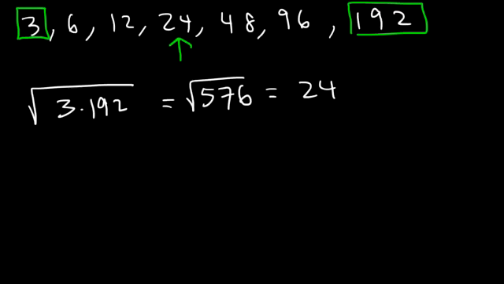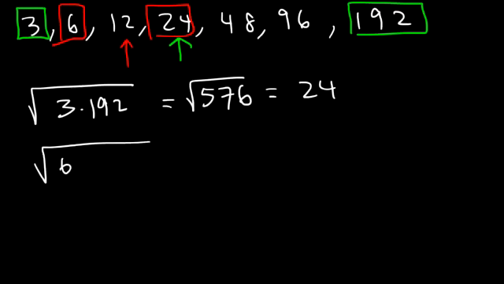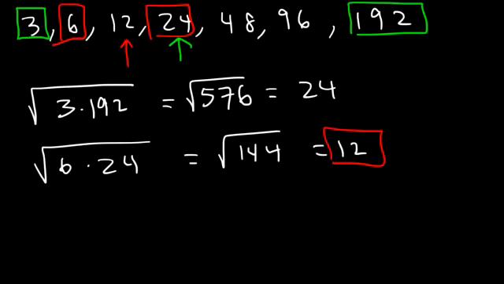Now let's calculate the geometric mean of 6 and 24. That should equal 12. 6 times 24 is 144, and the square root of 144 is indeed 12. For the sake of practice, let's do one more example. Let's calculate the geometric mean of 12 and 192.